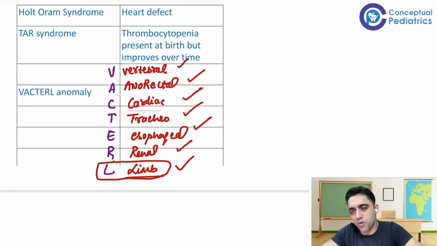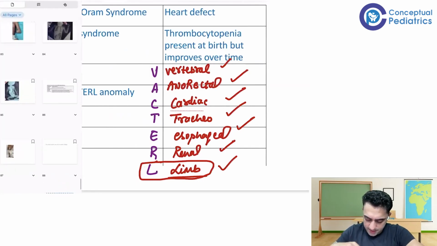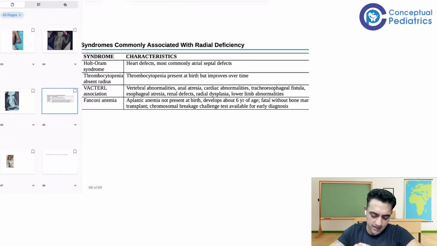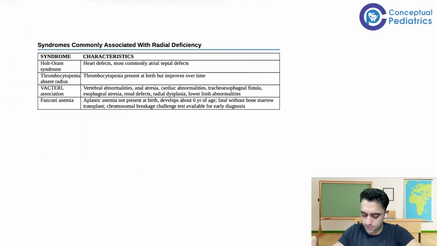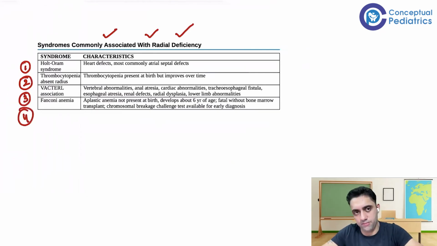So these were the important points of the conditions associated with radial deficiency. I'll repeat again. That finishes this class. Thank you so much, everyone. This is a Nelson line, must appreciate for exam purposes. The syndromes associated with radial deficiencies are Holt-Oram syndrome, thrombocytopenia absent radius syndrome, VACTERL anomaly, and Fanconi anemia. That's it.